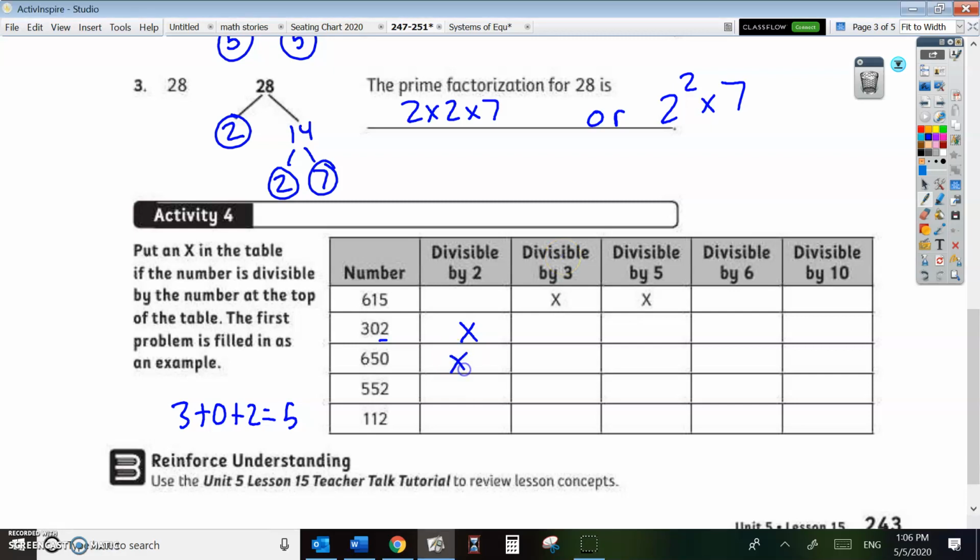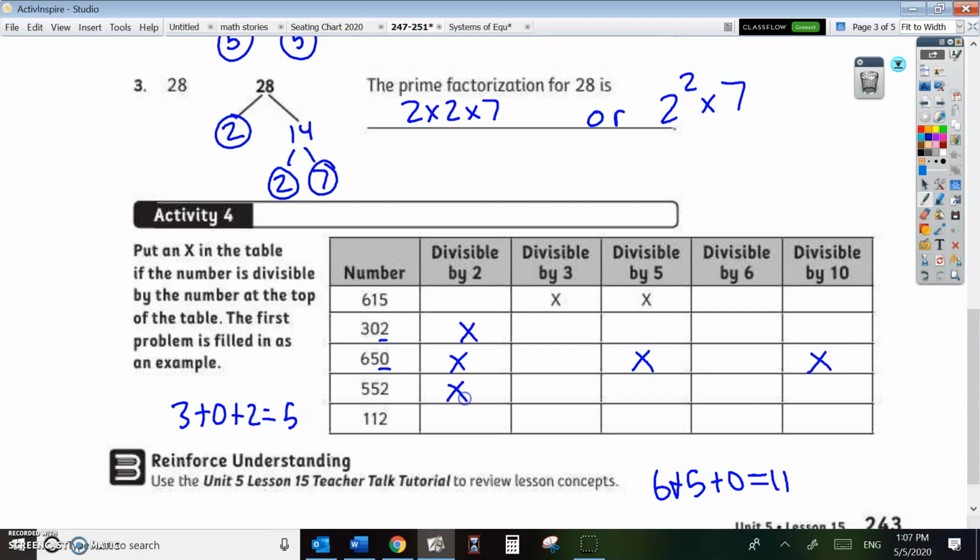650 is even. 6 plus 5 plus 0 is 11. 11 is not divisible by 3, so this 650 is not divisible by 3. It is divisible by 5 because it ends in 0. It's not divisible by 6 because it didn't work for 3. And it is divisible by 10 because it ends in 0.